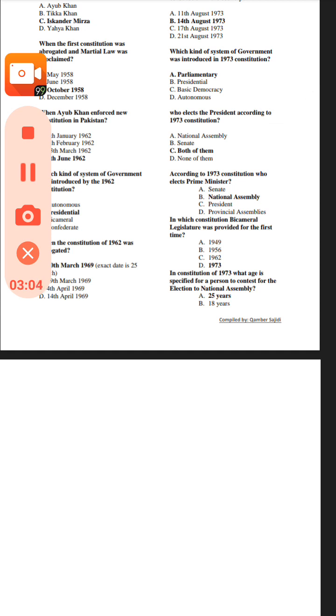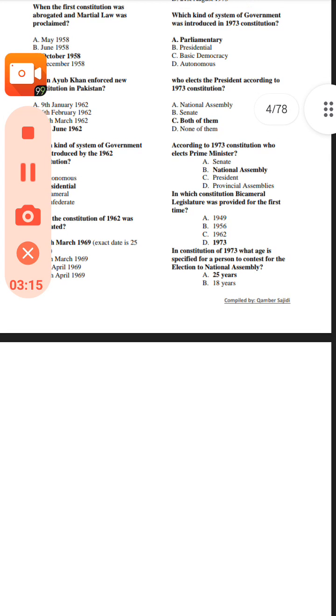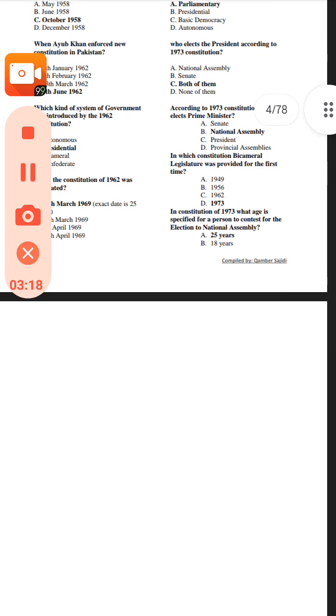Who elects the President according to the 1973 constitution? National Assembly and Senate. According to the 1973 constitution, who elects the Prime Minister? National Assembly. In which constitution was a bicameral legislature provided for the first time? 1973. Bicameral legislature means two houses: the lower house is called the National Assembly and the upper house is called the Senate. It was introduced in the 1973 constitution. In the constitution of 1973, what is the age specified for a person who contests the election to the National Assembly? It is the age of 25 years.